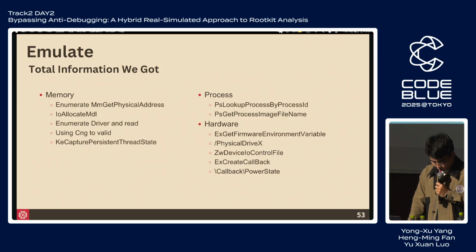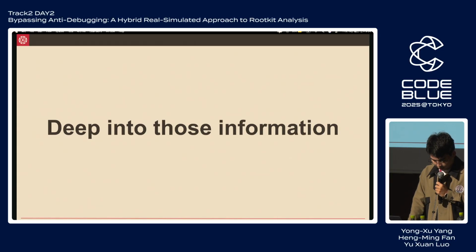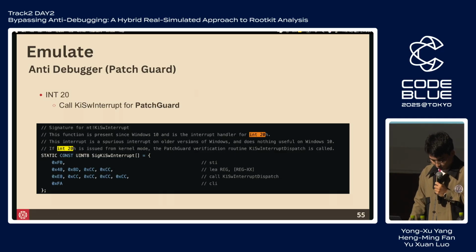We will not explore in depth some of these techniques. First, we are going to talk about anti-debugging. They use int 20 to detect PatchGuard states. Int 20 will trigger a KiSWInterrupt to verify if PatchGuard is enabled. The comments of EFIGuard's source code also explain this skill.